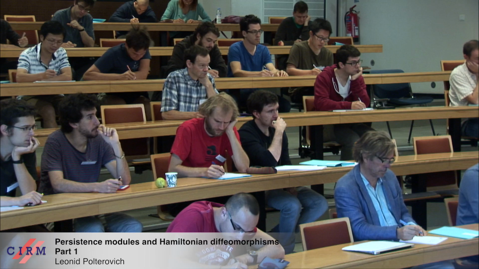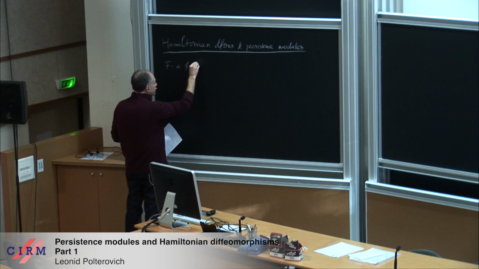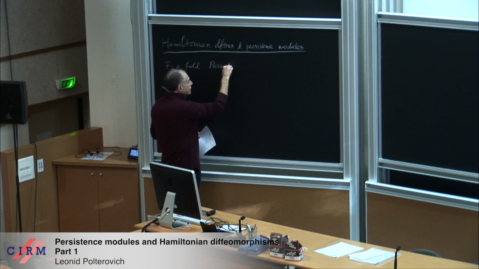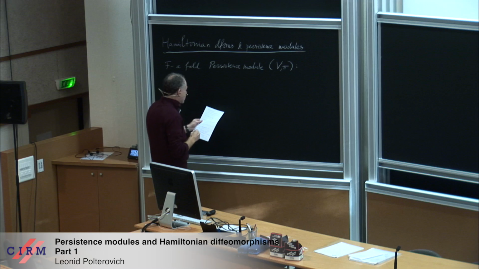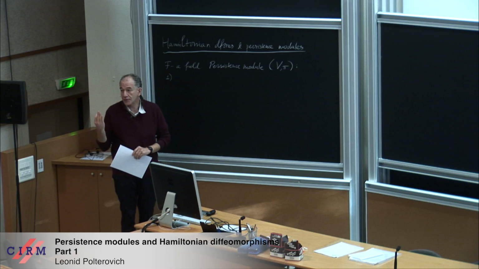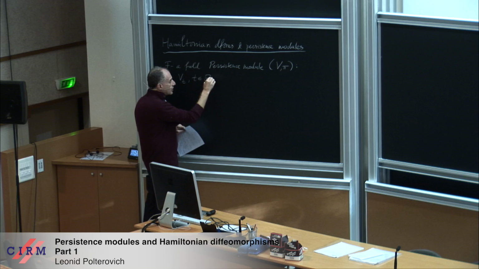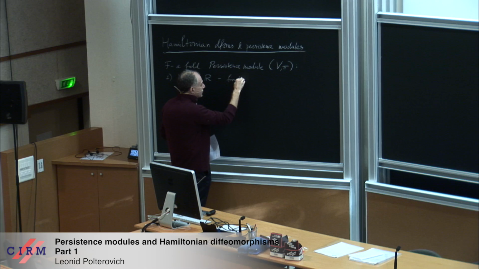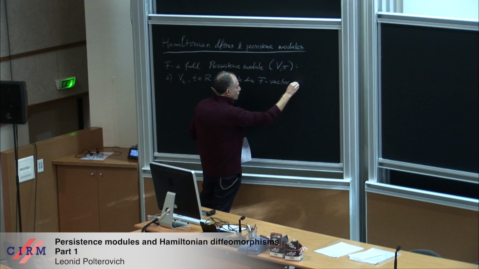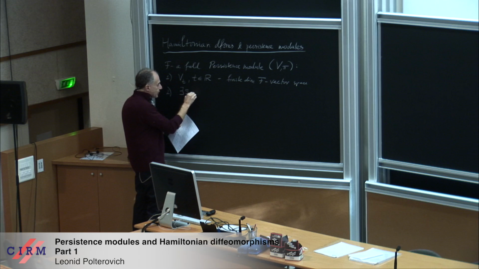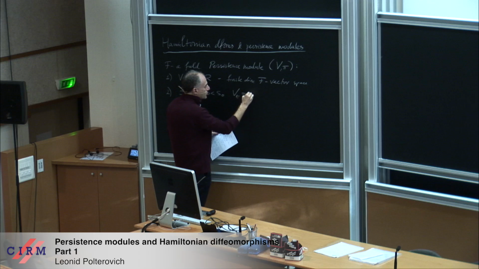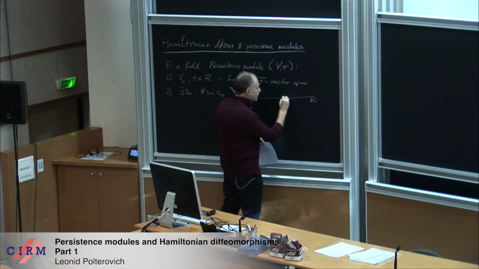So assume that F is a field. So persistence module is a pair (V, pi), which consists of the following objects. So first of all, V is a family of vector spaces V_t when t belongs to R. And this is a finite dimensional F vector space. We actually will assume that there exists s0 such that for each s less than s0, V_s equals zero. So I wish this sequence somehow to be trivial at the left end.